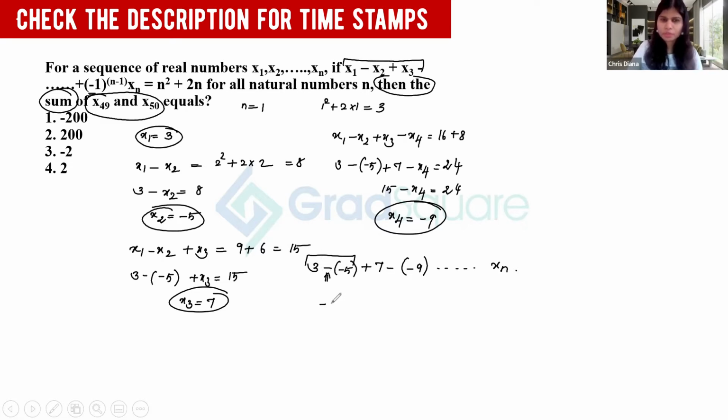3 minus 5 is going to be minus 2, and 7 minus 9 is again going to be minus 2. So you see that the sum of any two consecutive terms is coming out as minus 2. I can directly mark that. I go with option 3 there.